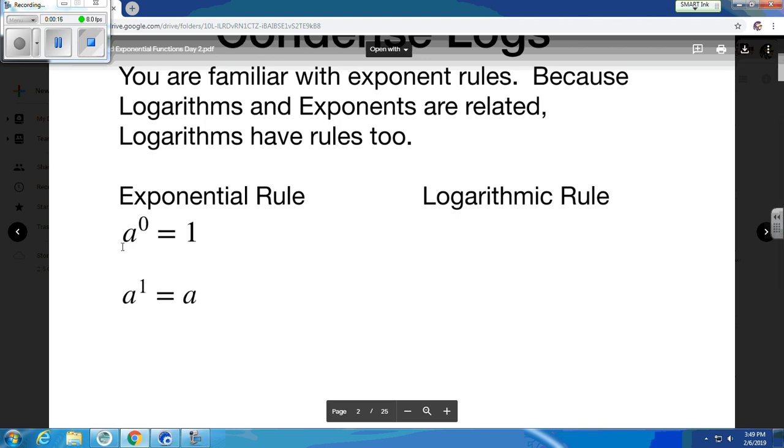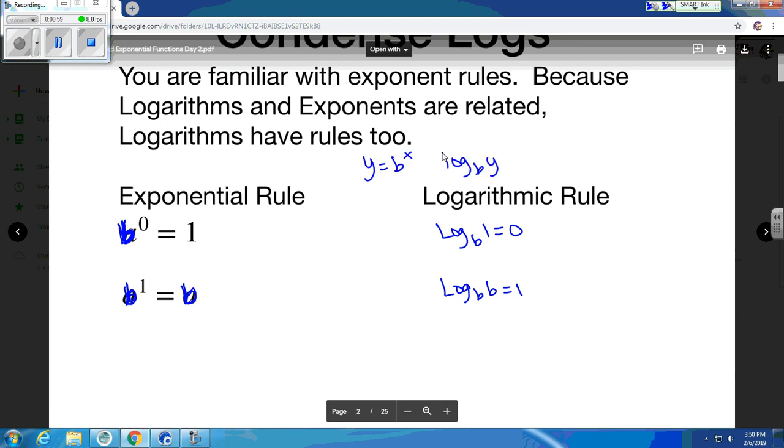In the exponential world, anything to the 0 power is equal to 1, and I like to use b for base instead of the a, so I'm going to change that here. Anything to the 0 power is equal to 1, and when you raise anything to the first power, you get that item back. So in log form, our rule is log base b of 1 is equal to 0, and log base b of b is equal to 1. I've just rewritten them using our general form.